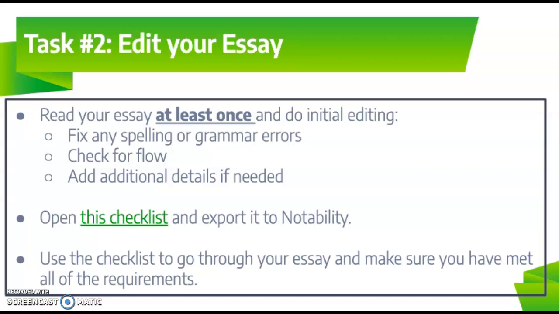Once you've done that, you're going to go ahead and open up the checklist. Again, export it to Notability. That way you can actually write on it and check it off. You're going to go through that checklist step by step and check it off. That's how you're going to know that you've completed all of the things that you need to complete in order to get full credit. Okay.